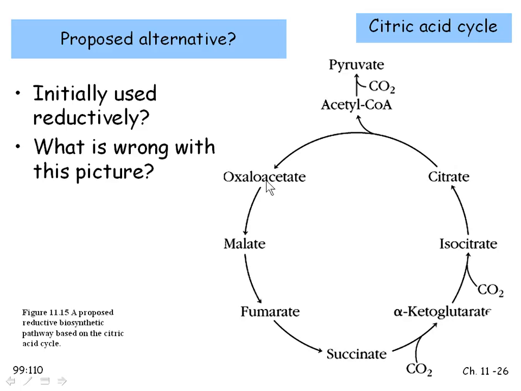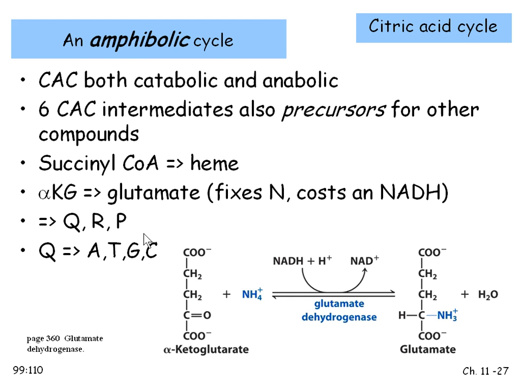So it was not ever a full cycle functioning for reduction. Now, we promised at the beginning that the citric acid cycle would be an example of an amphibolic cycle. And so we've looked at how it's catabolic, that if you feed in carbon backbones in the form of acetyl-CoA, you can oxidize those to CO2.